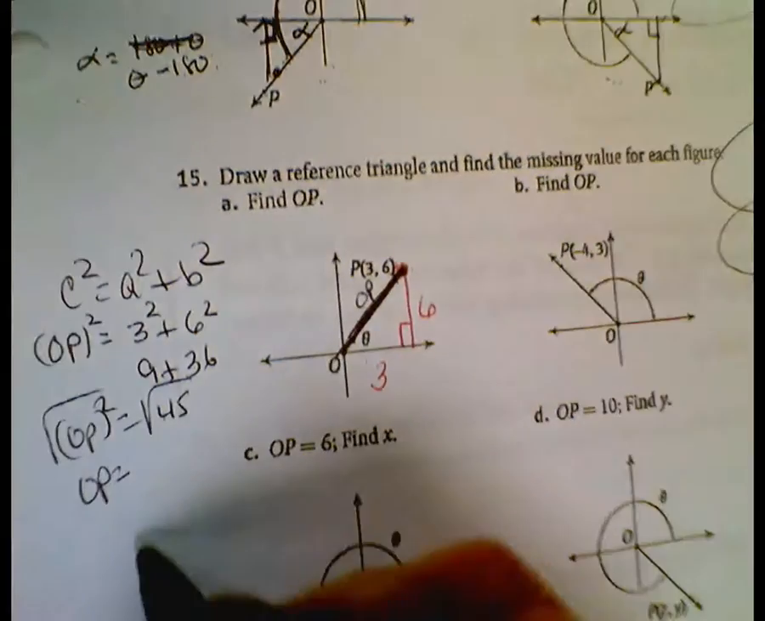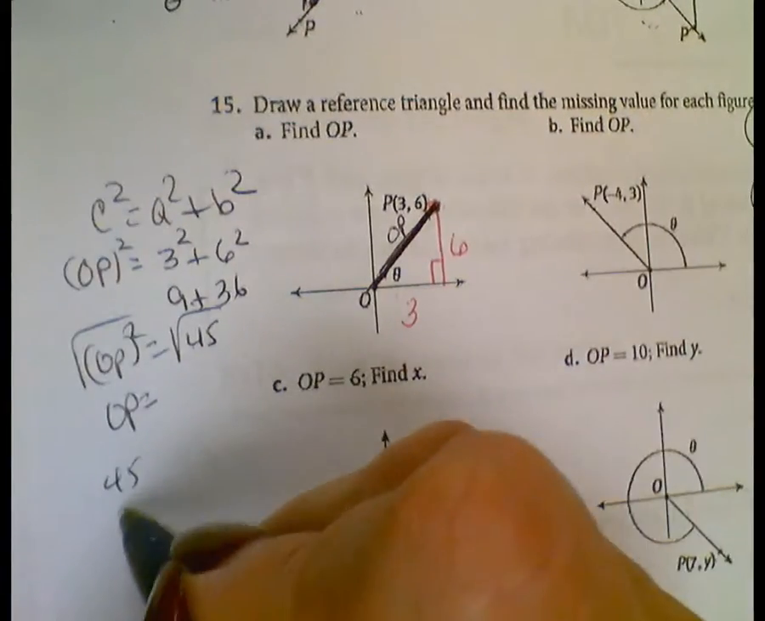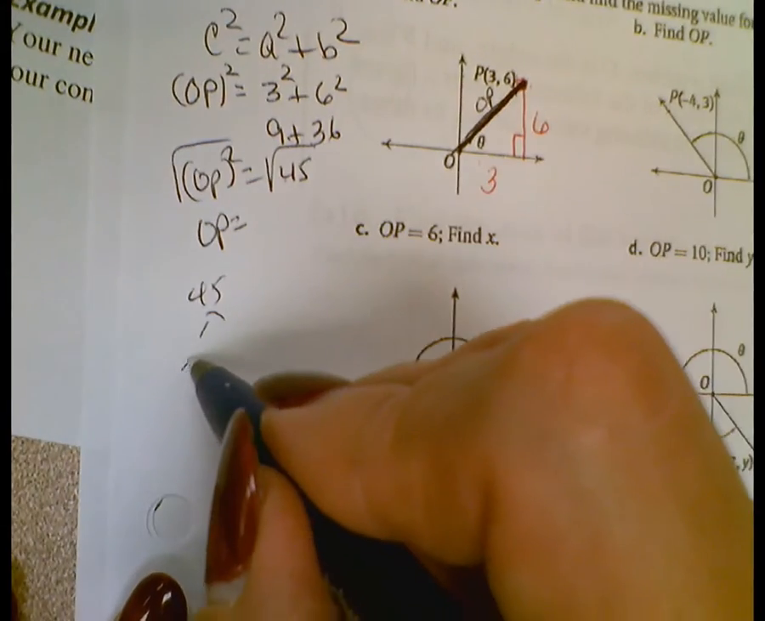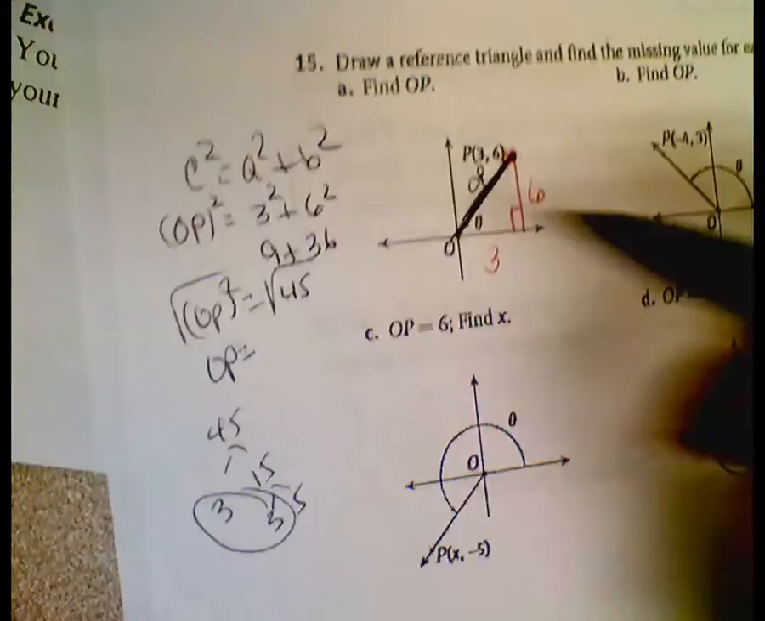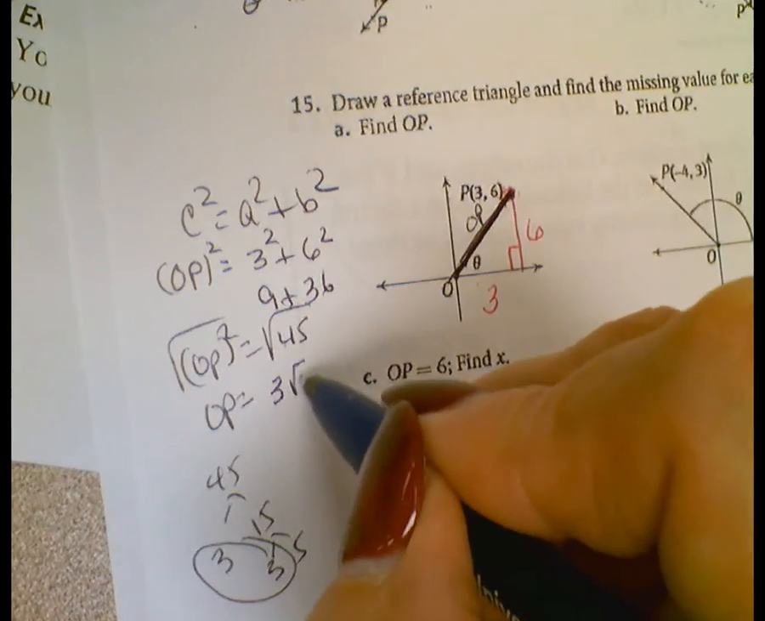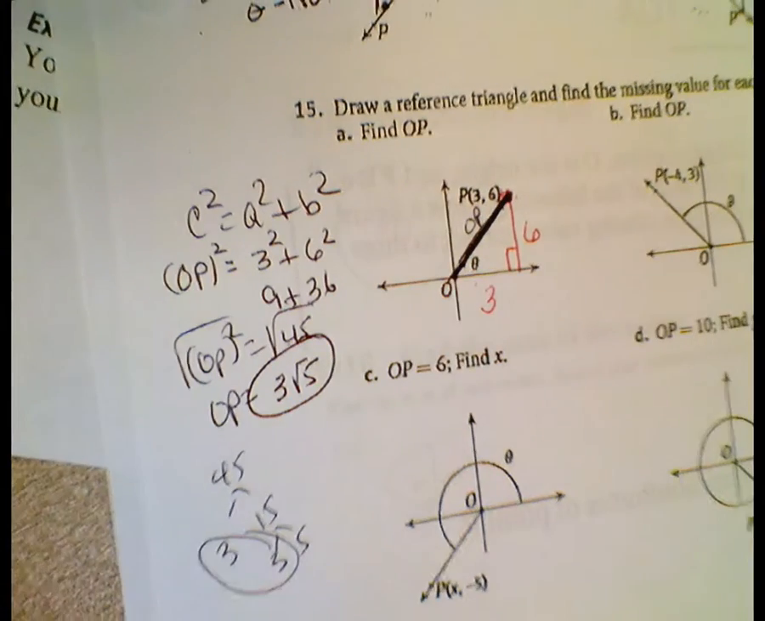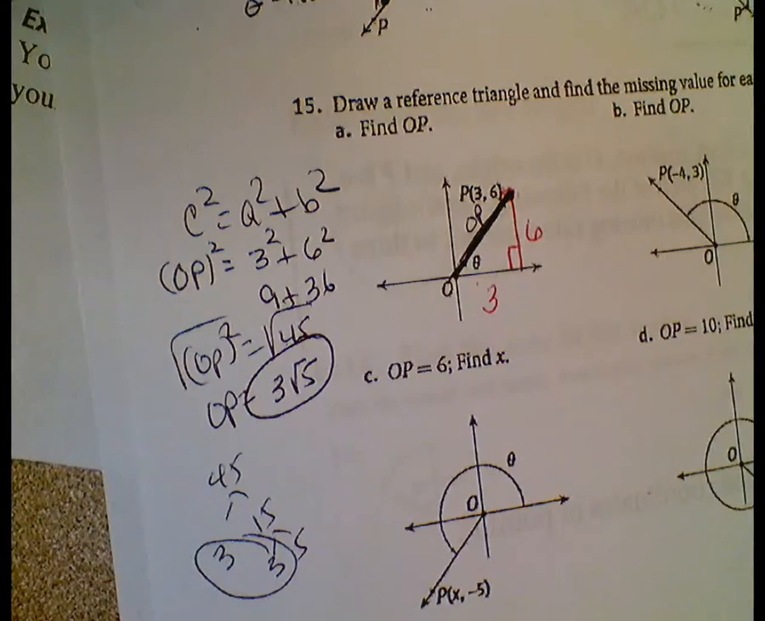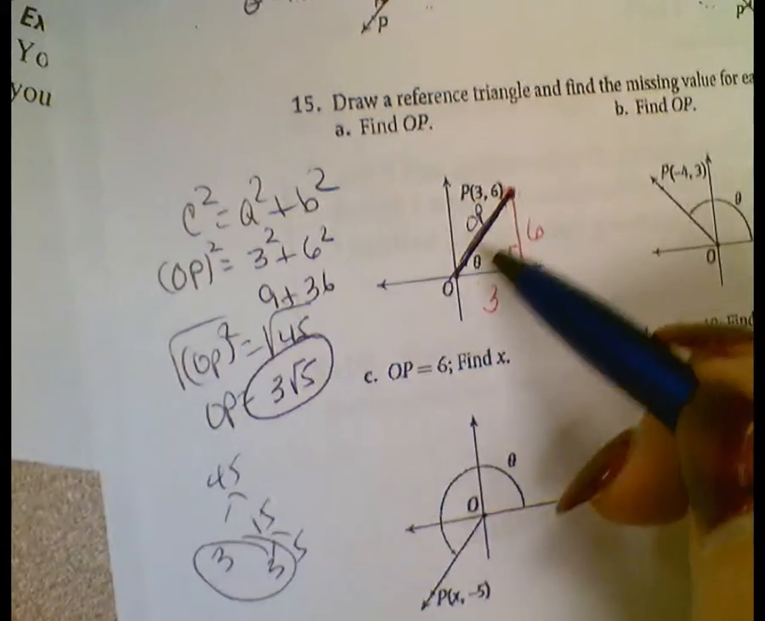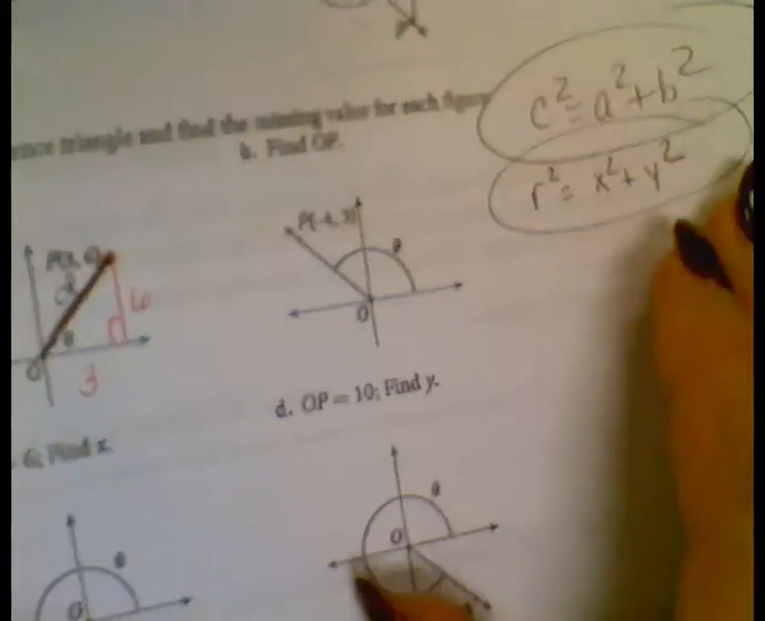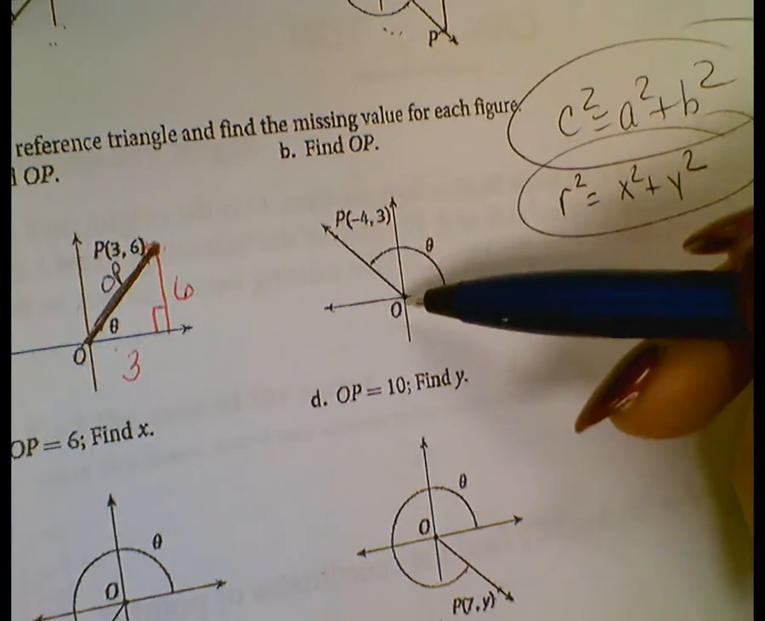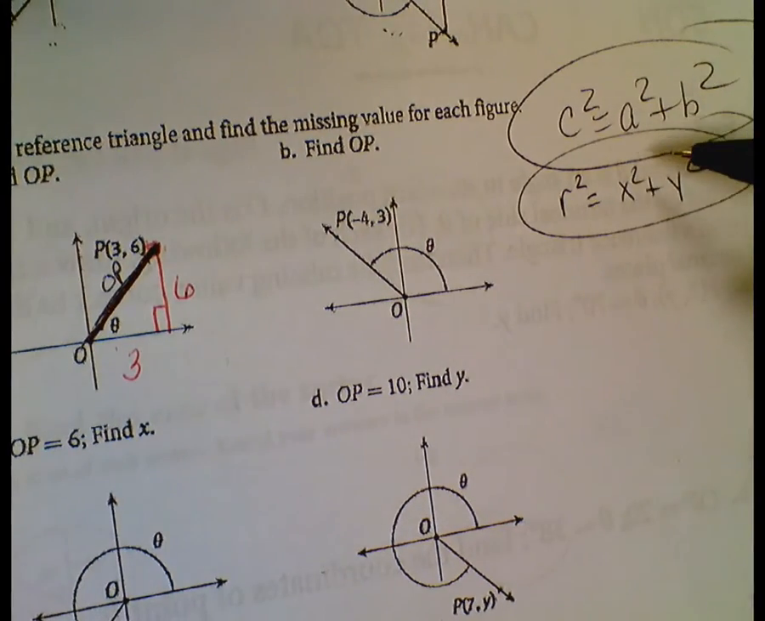factor tree, let's see, 45 is 3 and 15, which is 3 and 5. There's 2 3's, so that's 3 square root of 5. That's what OP is. And that side, 3 radical 5, should be bigger than 6 because the hypotenuse is your largest side. So let's go ahead and construct a right triangle so that we can perform the Pythagorean theorem.